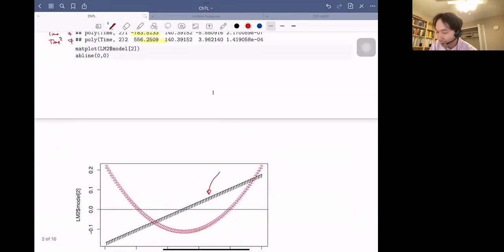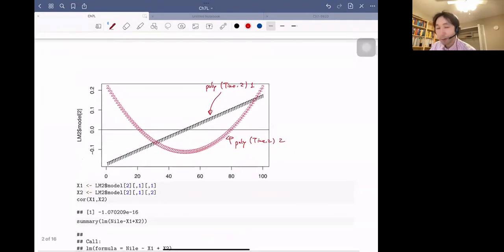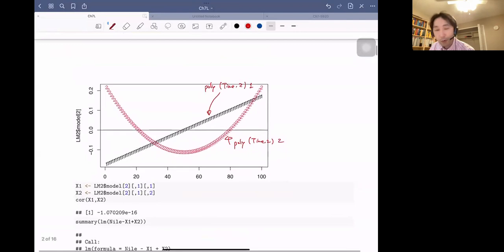So this is actually the first component, time, polynomial time 1. And this is 2. So the first term is linear and the second term is quadratic, but not exactly just time and time square. And actually we made the 2 components orthogonal. So if we consider correlation between x1 and x2, so I would say this is x1 and this is x2, then correlation between x1 and x2 is 0.